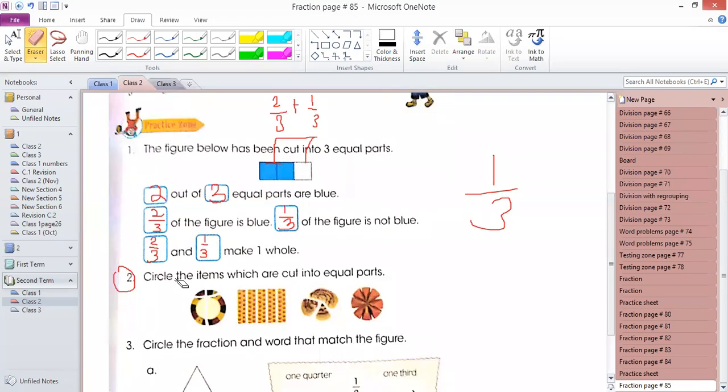I hope everything is clear to you. Everything is clear to you, guys? Yes. That's very good. So guys, inshallah in the next class we'll start from question number 2, question number 3, and then we will move on to learn about comparing and ordering fractions.